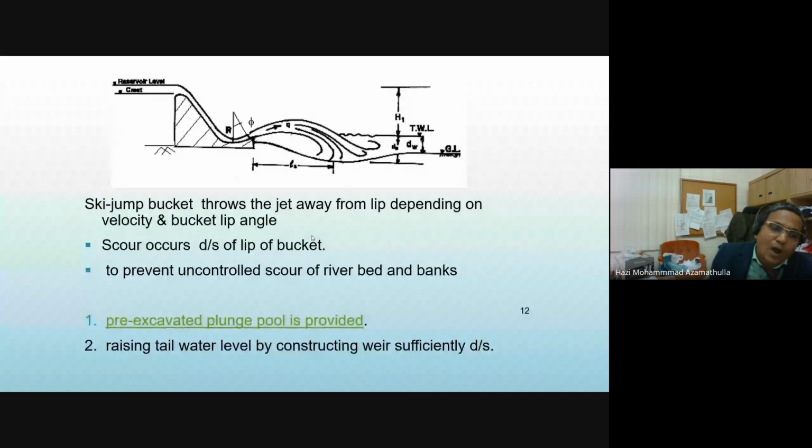Okay, so there are two alternatives. One is a pre-excavated plunge pool to save this riverbed. For this you need the location of this jet and where the maximum scour depth will occur, and you also need to know the width and depth of scour, so that you can design a preformed plunge pool. Another is raising the tailwater level by constructing a structure sufficiently downstream. So there are only two options. Okay, can you go to the next slide?